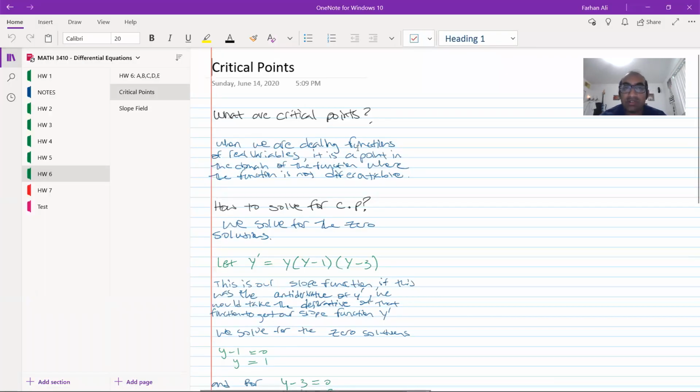So what are critical points? Critical points are when we're dealing with a function of real variables, it is a point in the domain of the function where the function is not differentiable, meaning that we can't figure out what the slope is at these particular points.